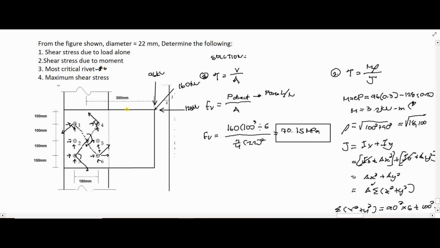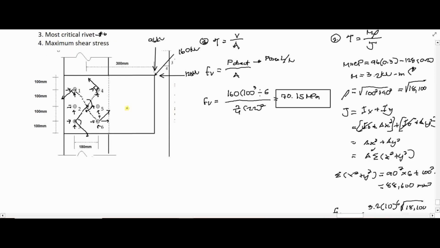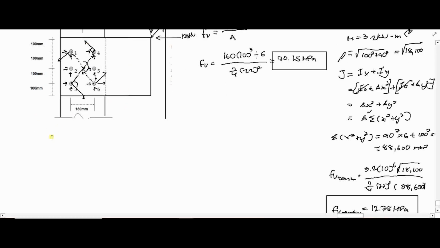Okay, so let us compute the maximum shear stress of bolt number 6 now. We can use the Fv total. That's Fv total equals R divided by the area of the bolt, where R is the square root of the load due to direct shear PDX plus the load due to torsion PTX, squared, plus PDY plus PTY, squared. So PDX and PDY are due to direct shear, and PTX and PTY are due to torsion.